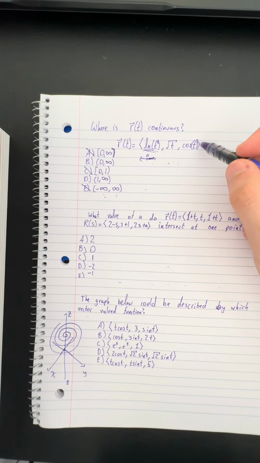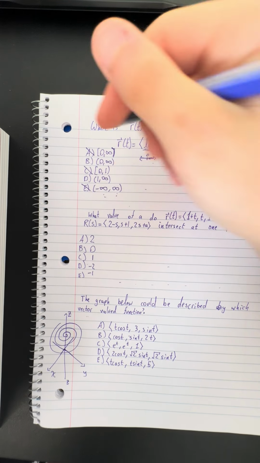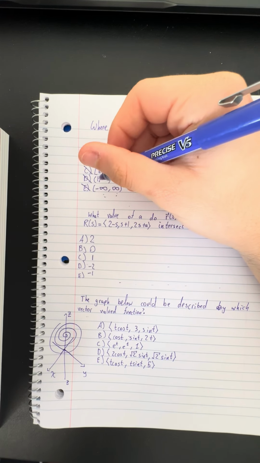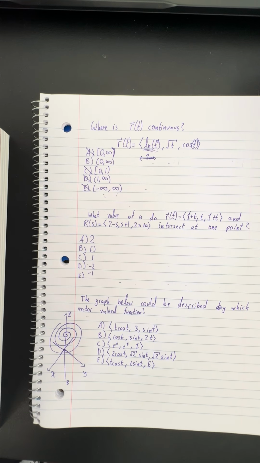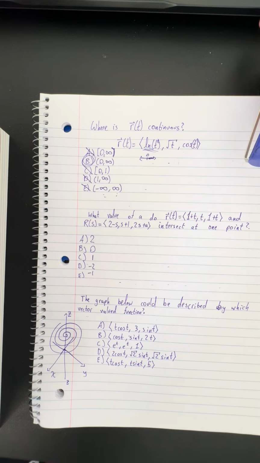And same with cosine. You could plug in stuff that's less than 1 into cosine. So that means it is not D, because we could plug in stuff that's outside of this range and still get vectors. So that leaves us with B as our answer. So that is the right answer.